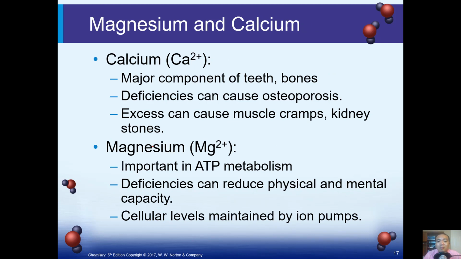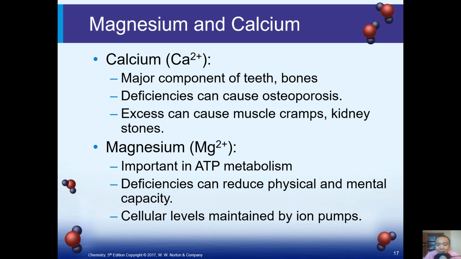Now let's focus on the biological roles of the magnesium ion and calcium ion. The biological roles of magnesium and calcium are more varied than those of the sodium ion and potassium ion. Calcium is a major component of bone and teeth. Prolonged deficiencies of calcium can lead to osteoporosis, whereas high concentrations in muscles can cause cramps. Excess levels in body fluids can result in the formation of calcium-based kidney stones. So too much calcium is not good either. Too little is not good either.